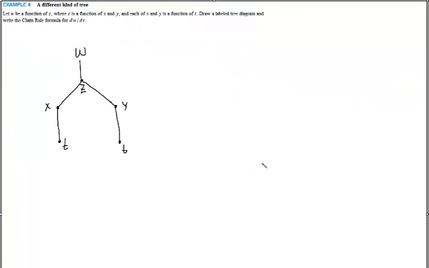Alright, they want me to write down a tree where w is a function of z, z is a function of x and y, and x and y are each a function of t. And I'm to come up with the derivative of w with respect to t.